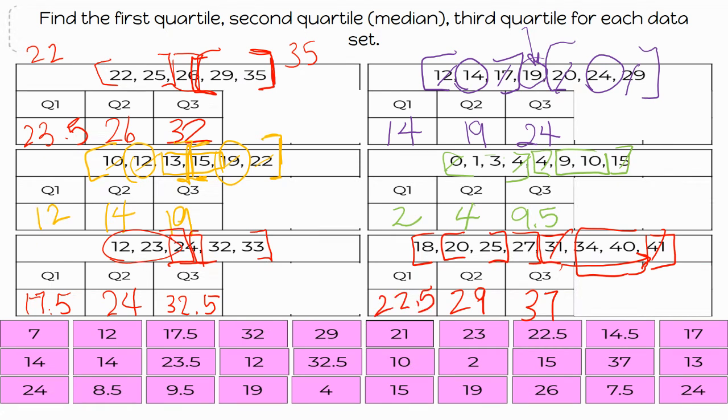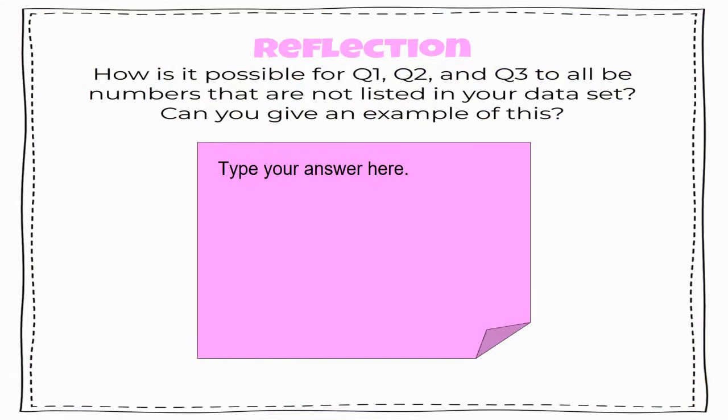And hopefully that makes sense as far as you're seeing the pattern. The last question is, how is it possible for Q1, Q2, and Q3 to all be numbers that are not listed in the data set? Give an example. So to get your Q2 to not be in the data set, remember that means there was like 6 terms. So we can go 1, 2, 3, 4. I'm going to actually do 8 terms: 1, 2, 3, 4, 5, 6, 7, and 8. And I'll show you why it has to be 8.